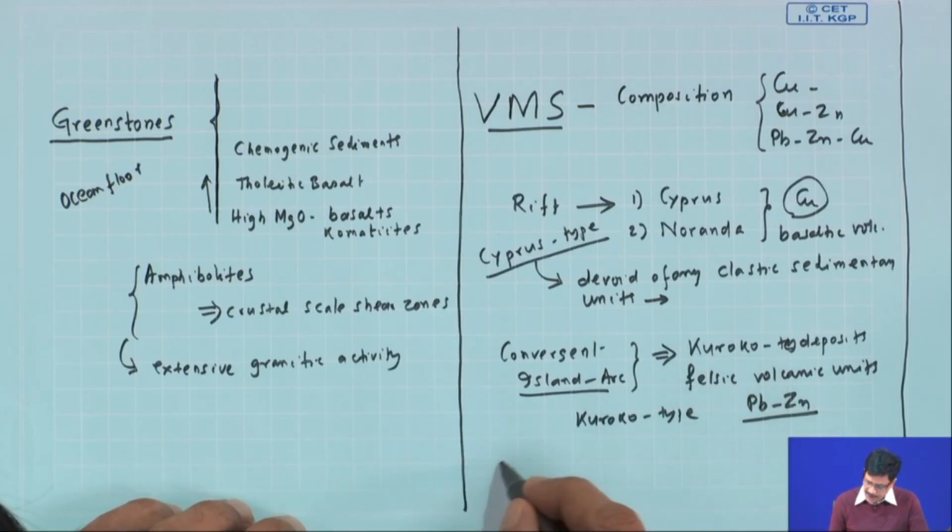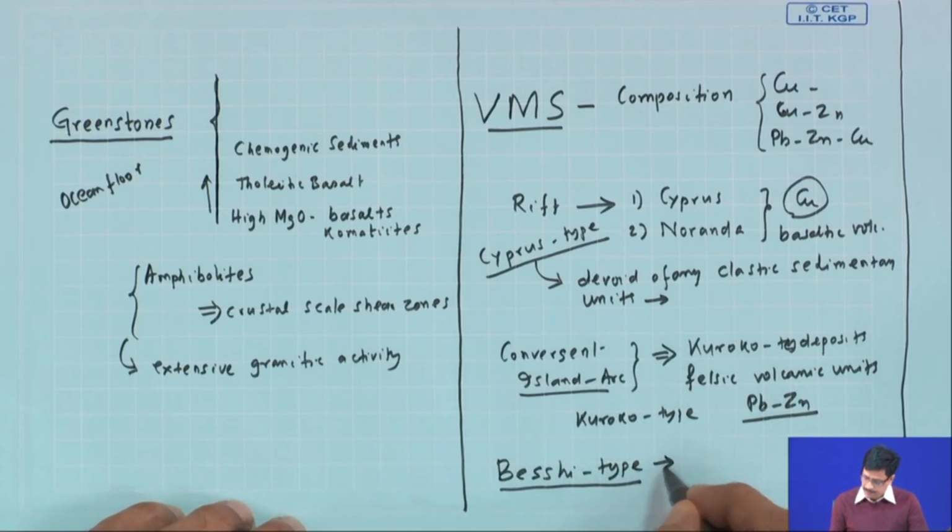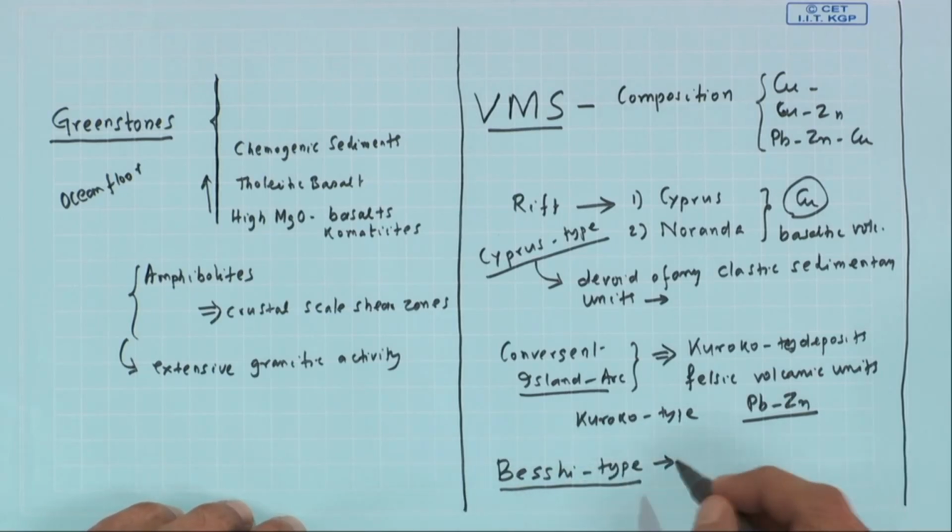The third type of deposit, the Besshi type, are also associated with rift settings, but because of their proximity to continents, these deposits, which are also copper-zinc deposits, by virtue of their proximity to the continent, do have a significant number of clastic sediments in them.